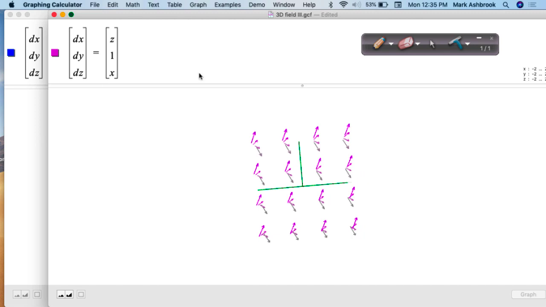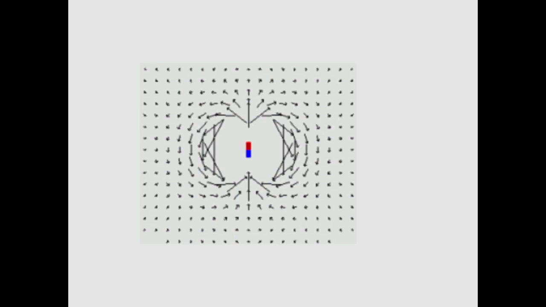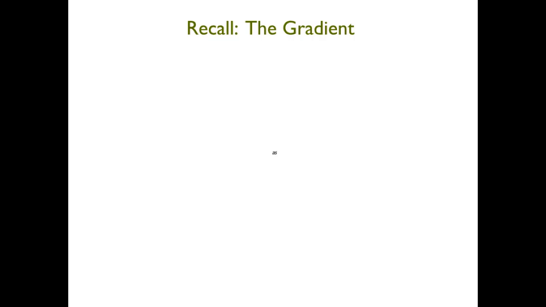Okay, so let's look at this. Remember what the gradient was? Do you remember? As I promised, everything comes back. What was the gradient? Greatest change. Direction that had the greatest change. Direction of the greatest change of what? Direction of the greatest change of a surface, right?